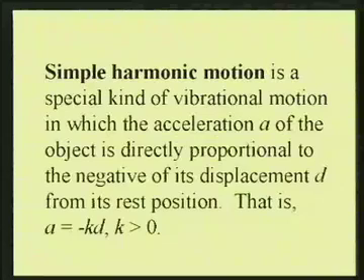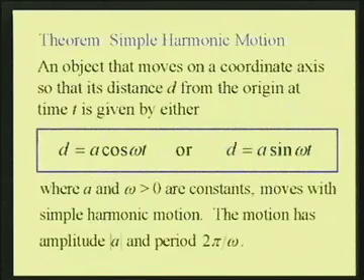Simple harmonic motion is a special kind of vibrational motion in which the acceleration a of the object is directly proportional to the negative of its displacement d from its at-rest position. That is, the acceleration equals negative k times d, where k is a positive constant. If we solve this particular equation using advanced mathematics, we can find the formula for simple harmonic motion.